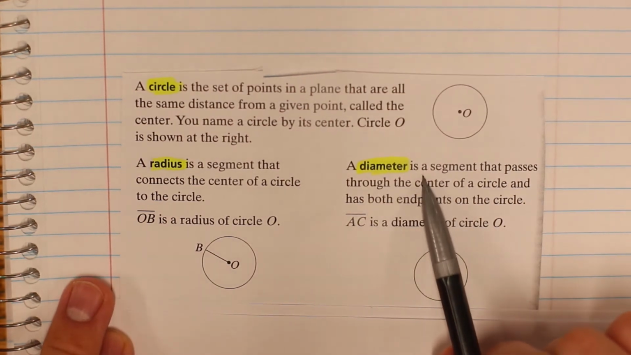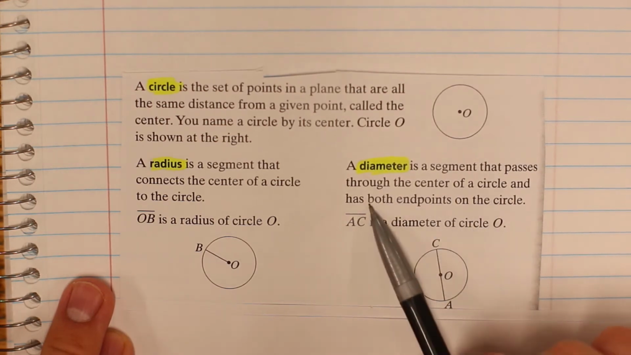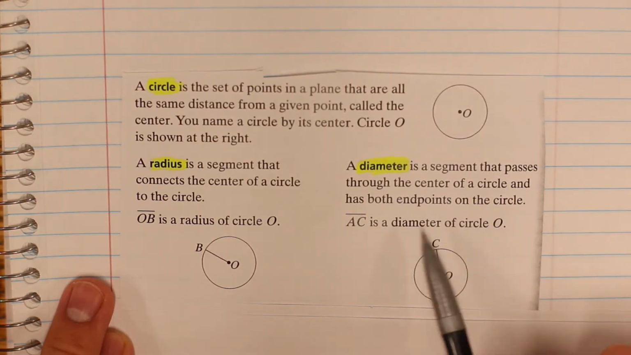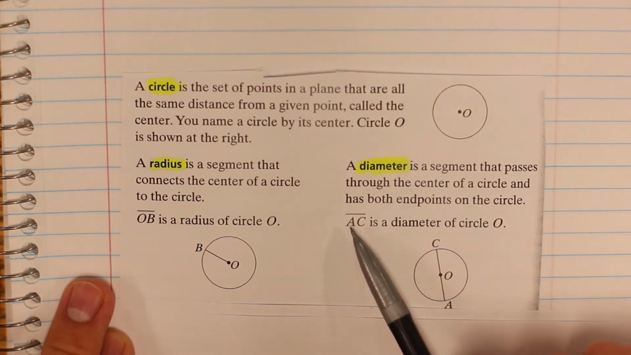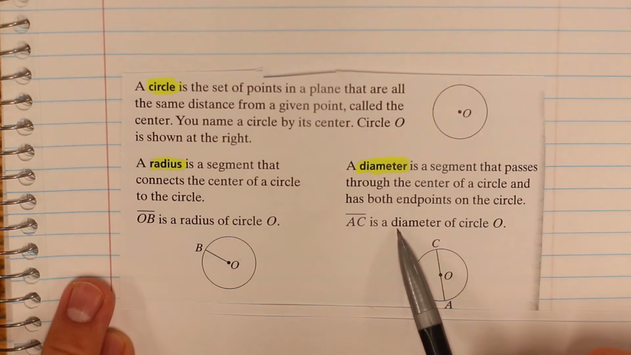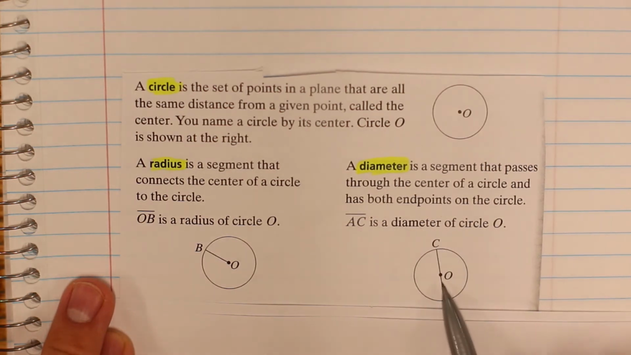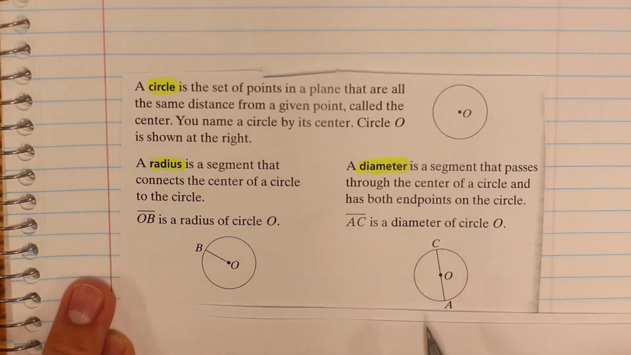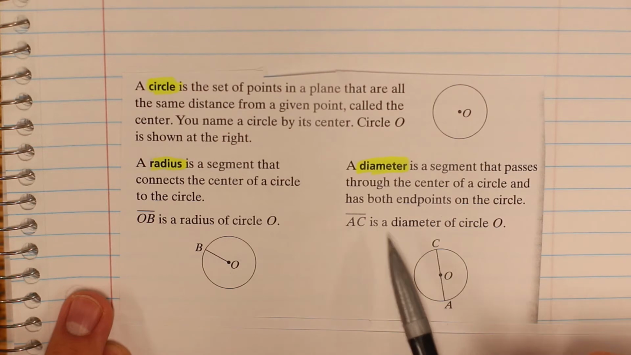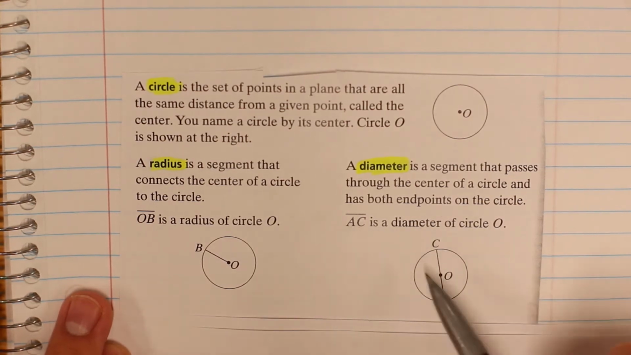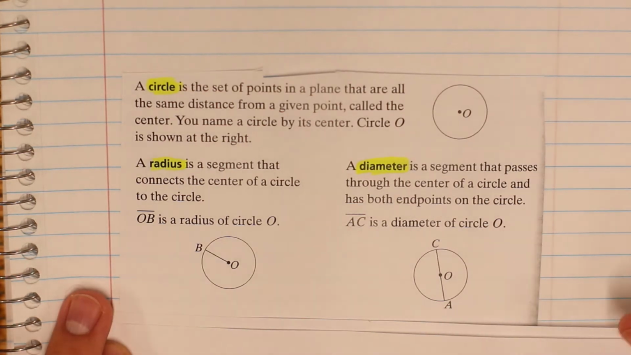A diameter is a line segment that passes through the center of a circle and has both endpoints on the circle. So like segment AC is a diameter of circle O. So you see you can go from A, through O, and on to C. But remember, when you name a line segment, you just name its endpoints. So even though the O is on the line, we don't bother mentioning that.